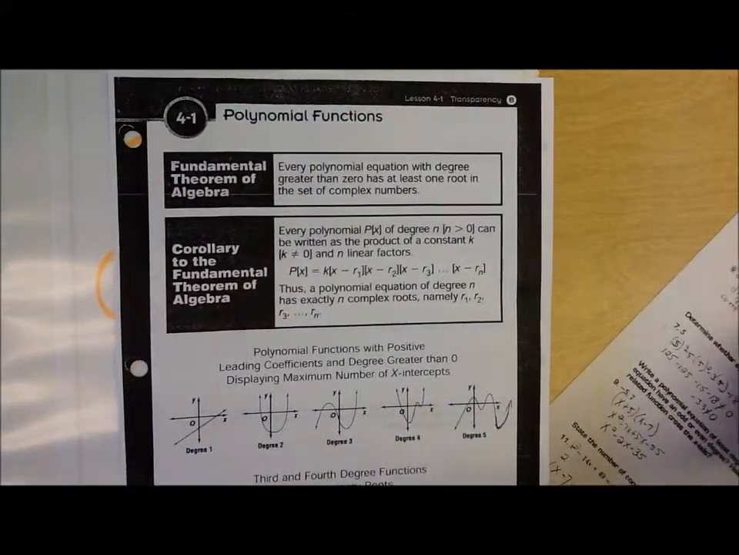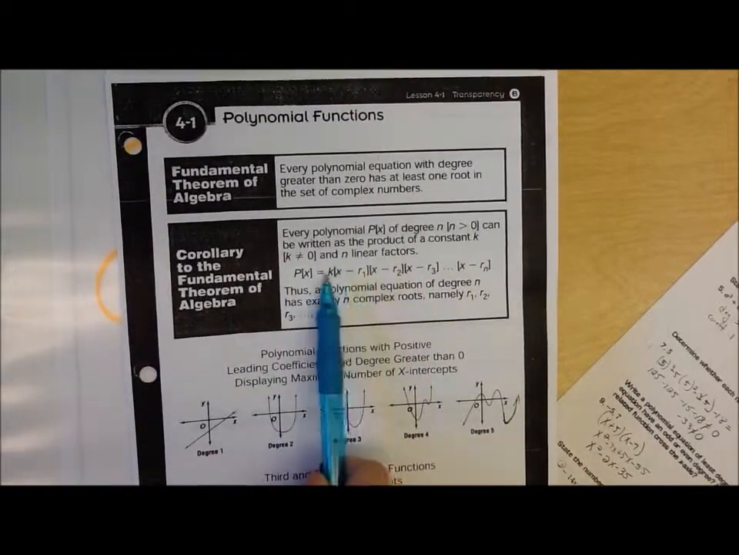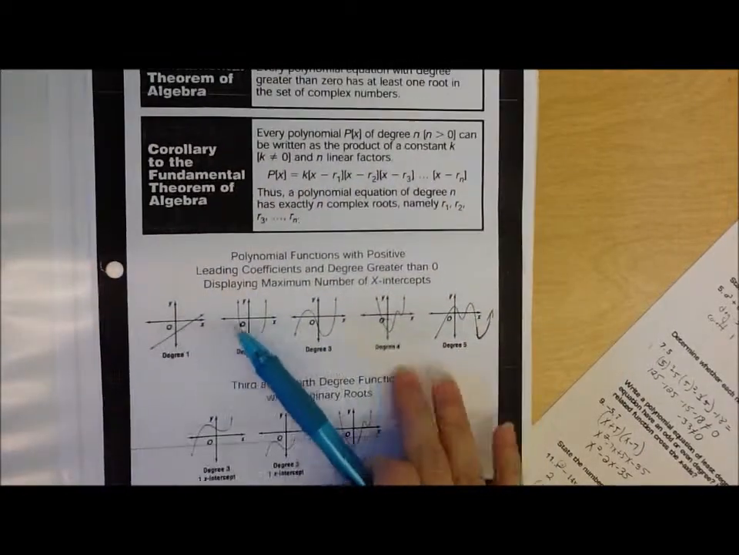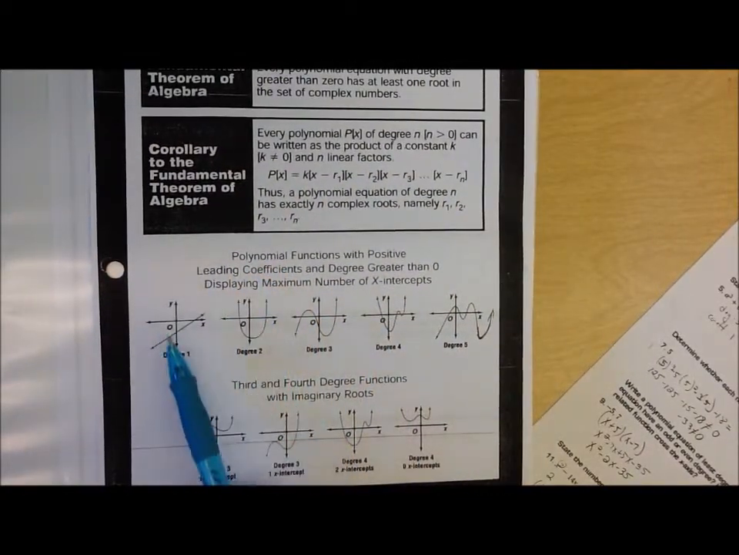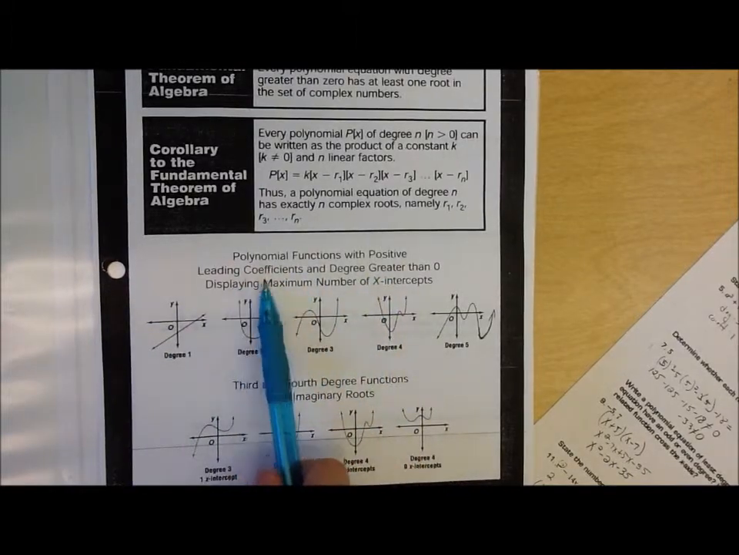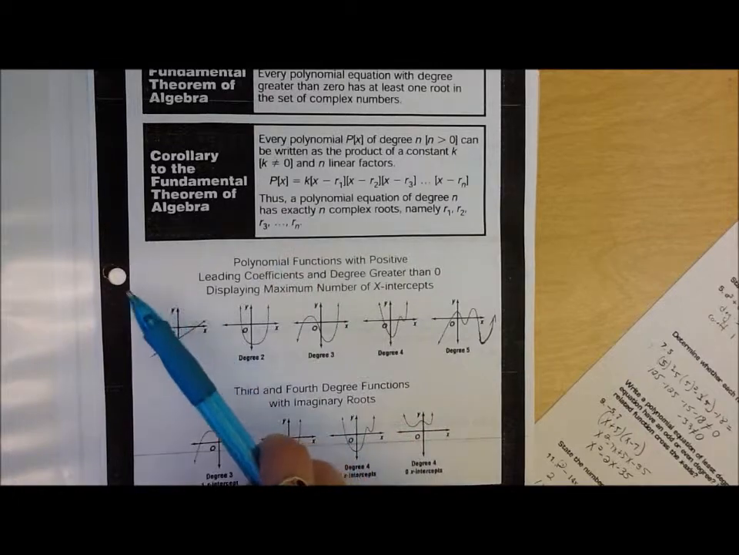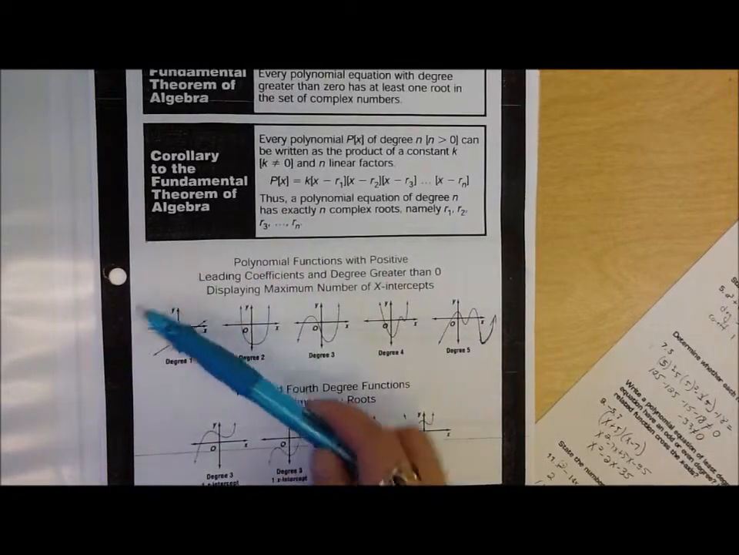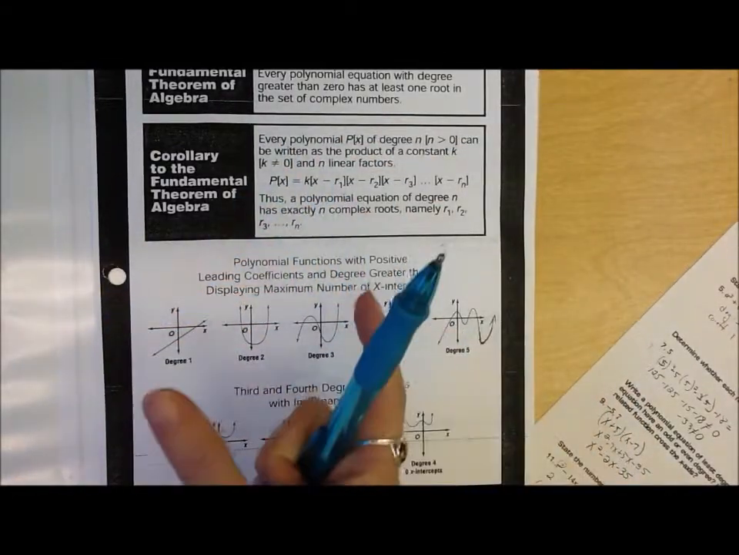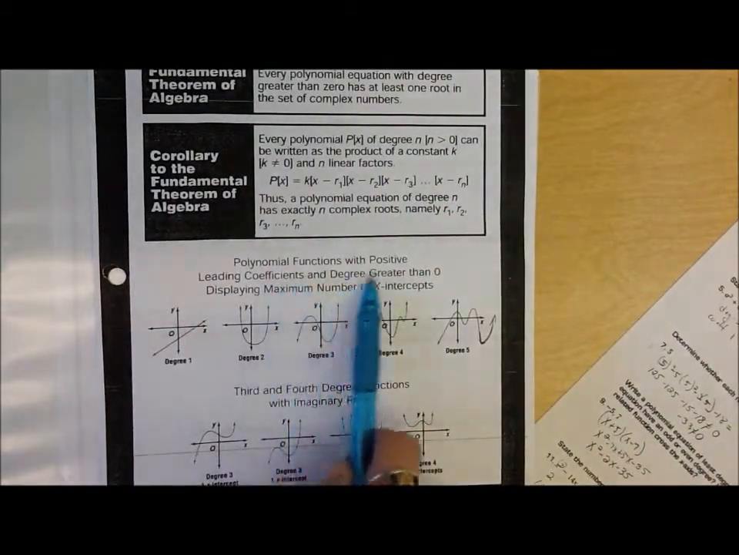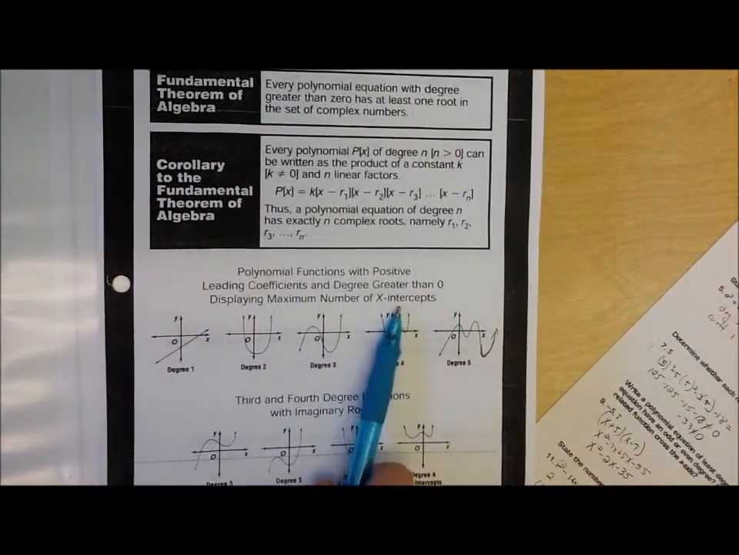Each of the roots corresponds to a factor, x minus that root. So, here's an example of polynomial functions with positive leading coefficients. That just means if you have negative leading coefficients, they just go the other way. So if it's going up, it'll go down. If it's pointing up, it'll go down. Anyway, and degree greater than 0 displaying the maximum number of x-intercepts.